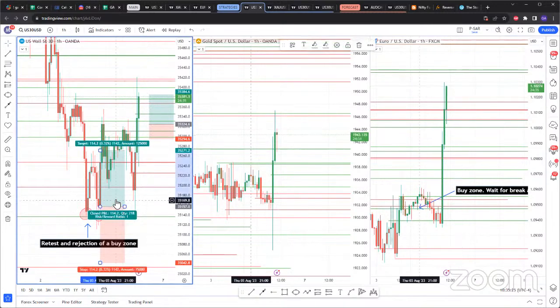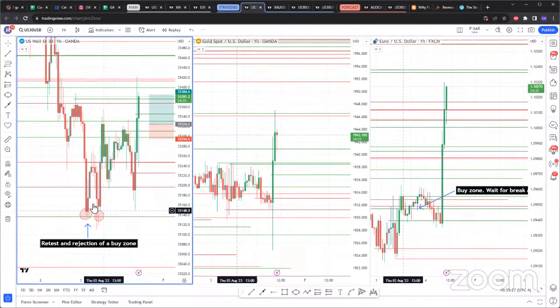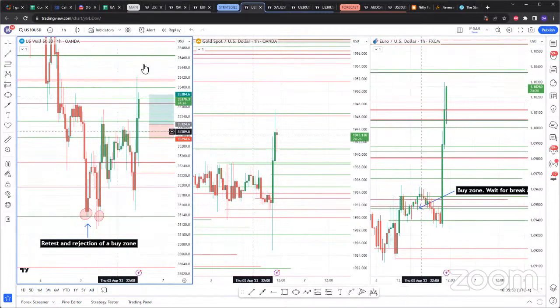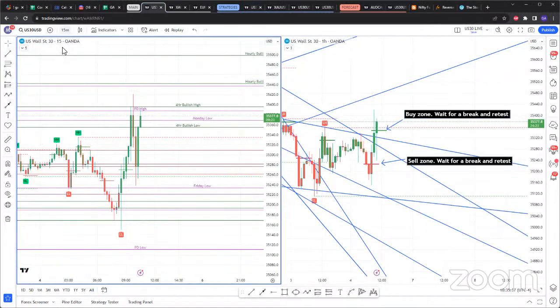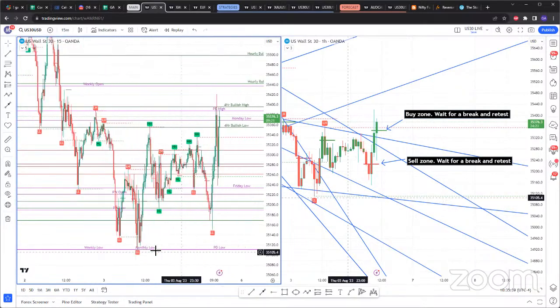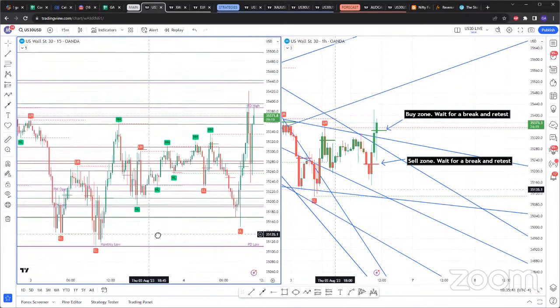So here, I did not enter on the hourly time frame. I was just observing what's going on the hourly time frame, and then I went, I think this was on the 5 minutes. So if we go back to the 35,136 area on US 30, and this was yesterday. So this was a double bottom, right? So this was right here.